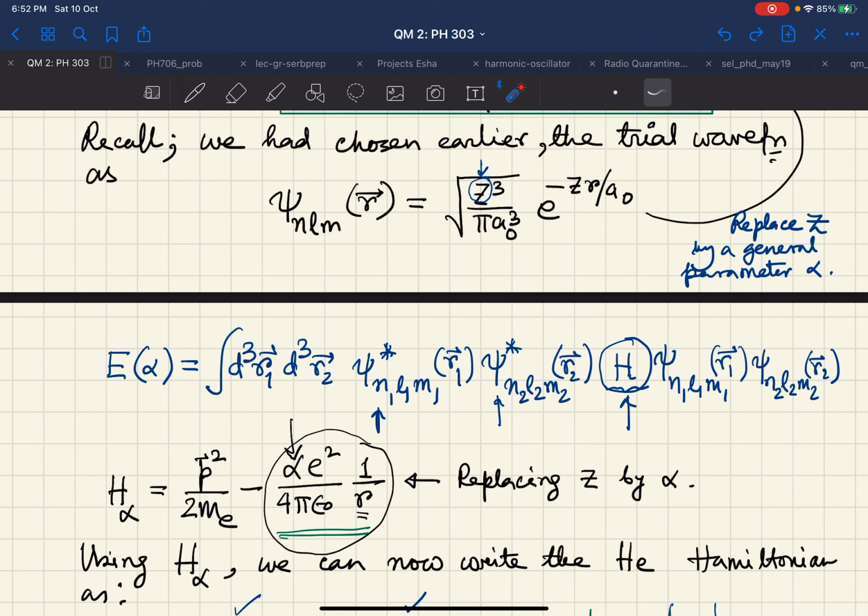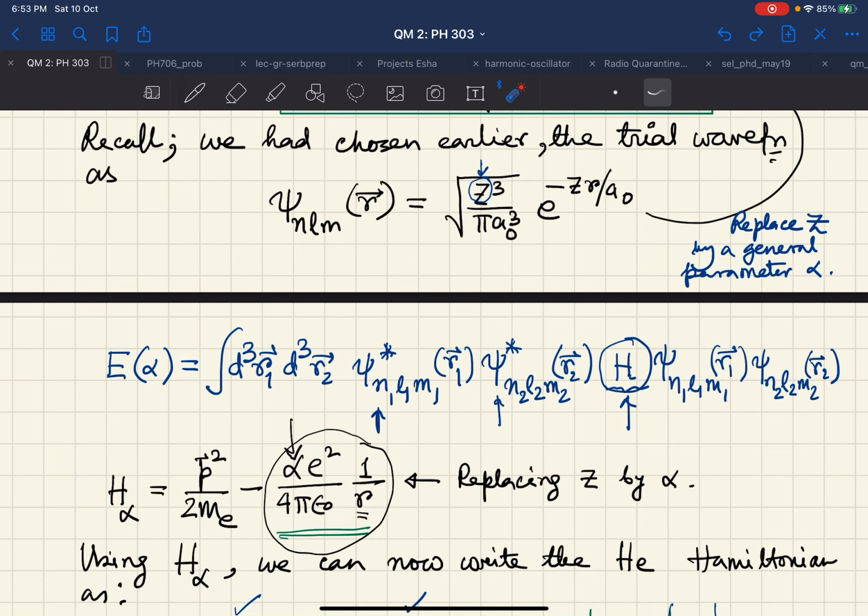Now, this immediately means that because these wave functions have changed from our previous wave function, we need to calculate each and every term in the Hamiltonian once again. But here is the trick. There is a trick that we can actually apply to figure out what E alpha will be without actually solving those complicated integrals once again.